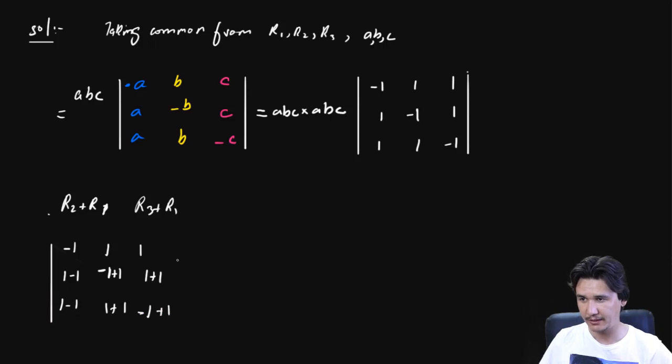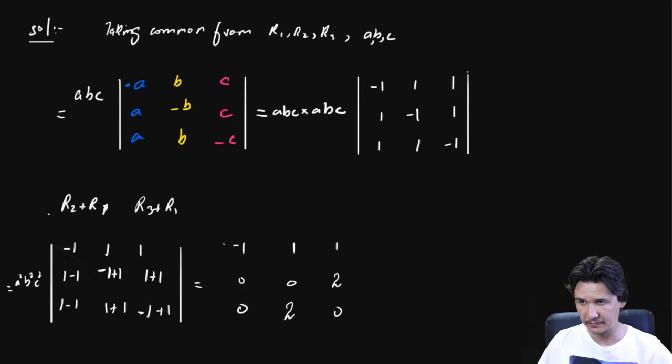Now what we have here is abc multiplied by abc, which gives a square, b square and c square. So the determinant is minus 1, 1, 1; 0, 0, 2; 0, 2, 0, multiplied by a square, b square, c square.